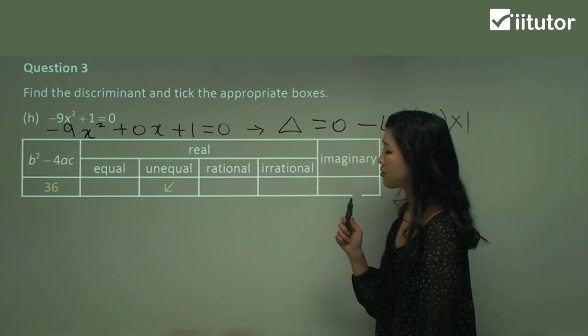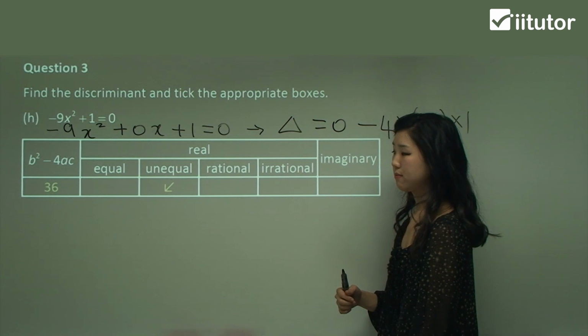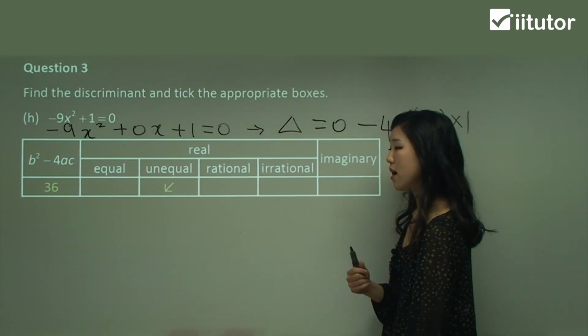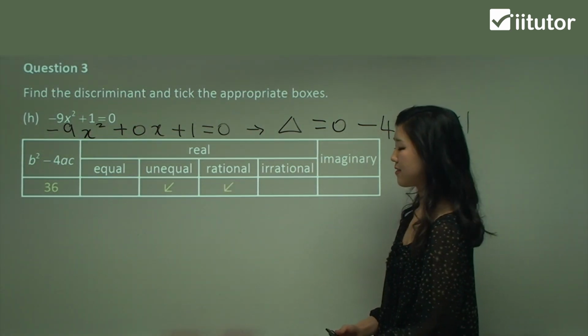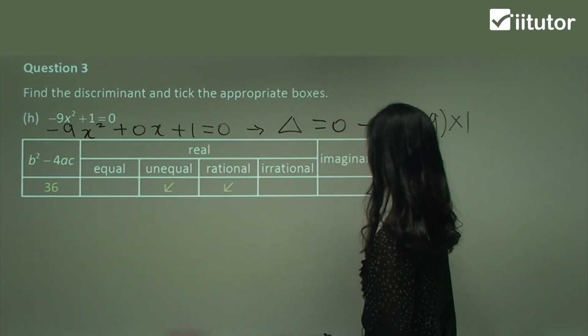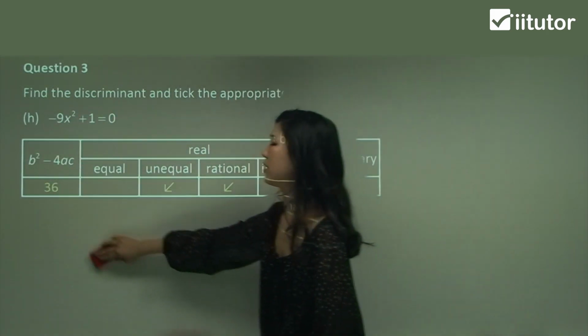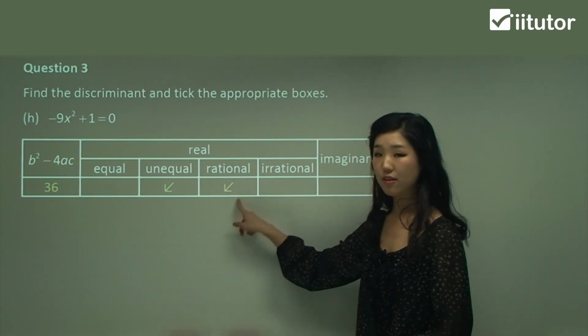Now, is it going to be rational or irrational? What's root 36, guys? Root 36 is perfectly 6, isn't it? It's a perfect solution, so therefore it's going to be a rational solution. So our two types of roots for a quadratic function with a discriminant of 36 is going to be unequal and rational.